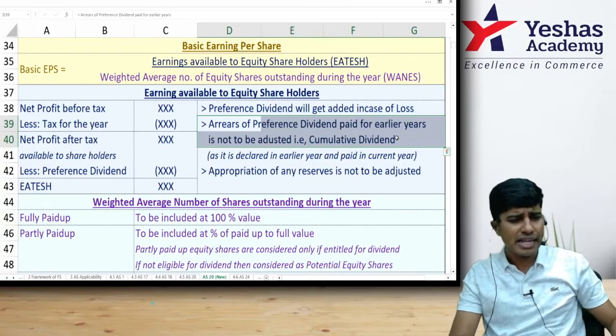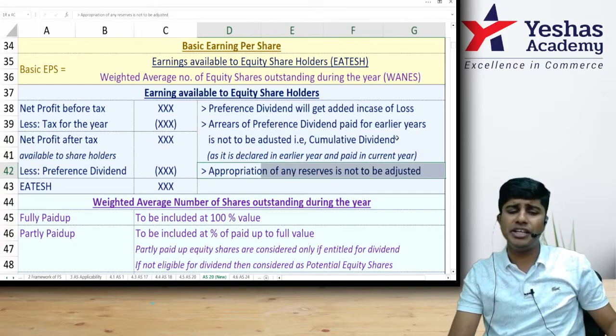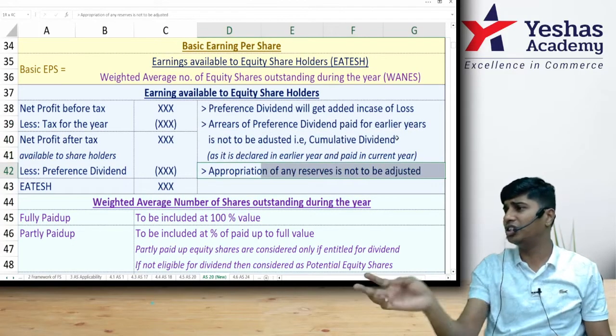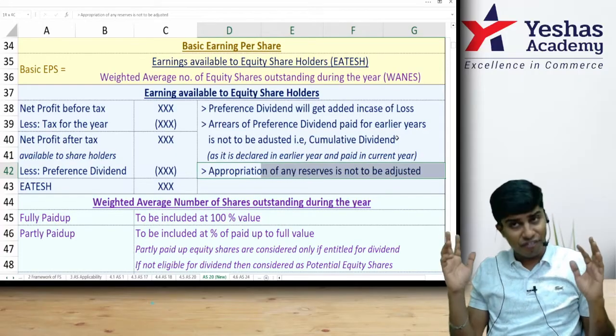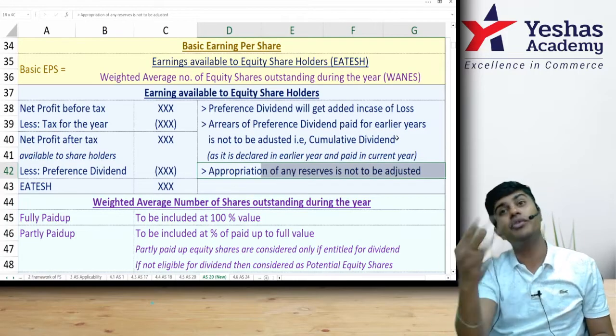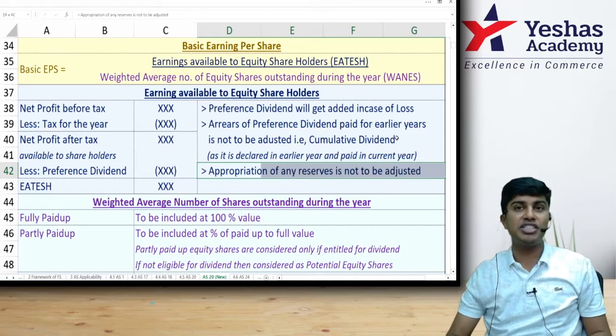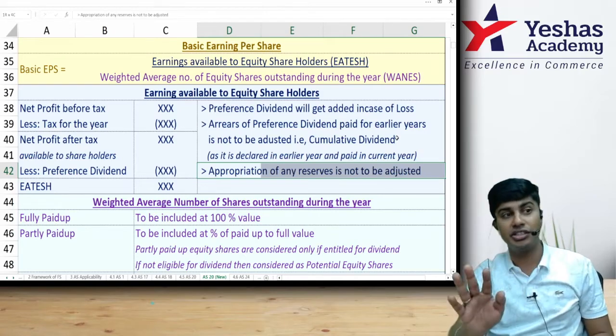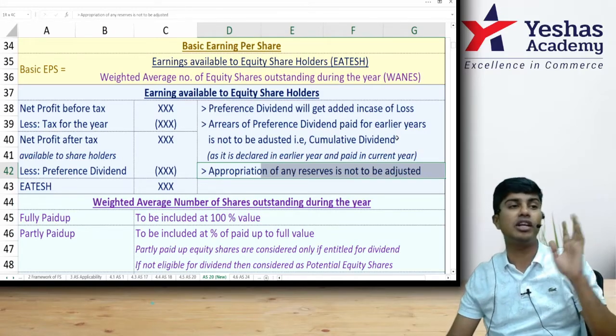Got that? Next, any appropriation to reserves, whether statutory or not, we don't care. First compute EPS, then you do whatever you want with that profit. Sir, if there is a statutory reserve transfer, don't adjust it. EPS computation is before transfer to reserves.